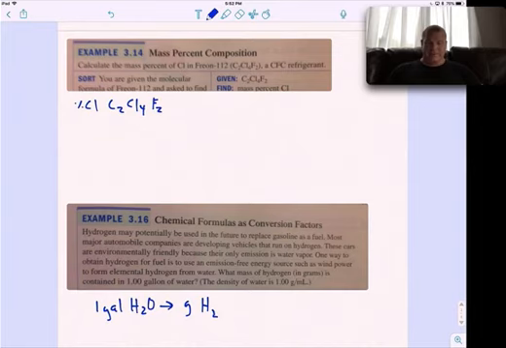So the names tend to make sense, but let's go ahead. What's the percent chlorine in C2Cl4F2? Think of the percent like body fat percentage. What's your body fat percentage? It's the amount of fat that you have over your total body weight. So the percent chlorine is going to be the mass of chlorine over the total mass.